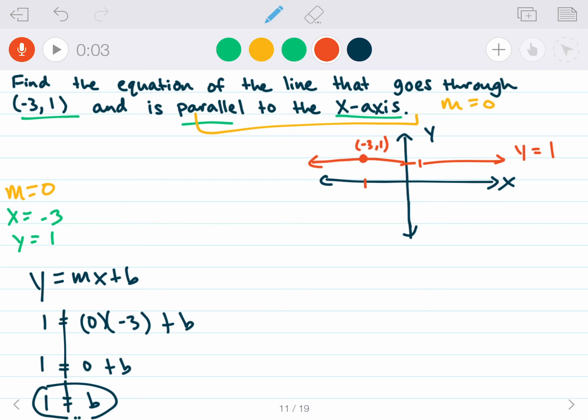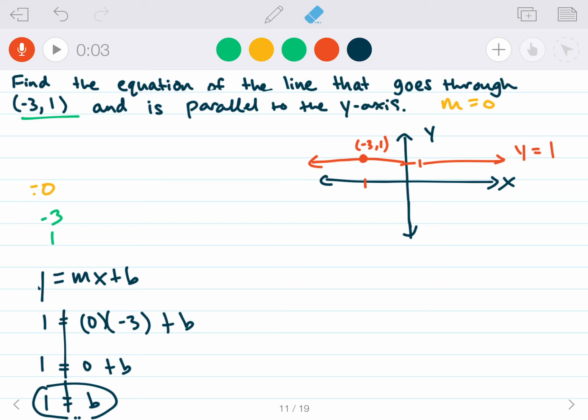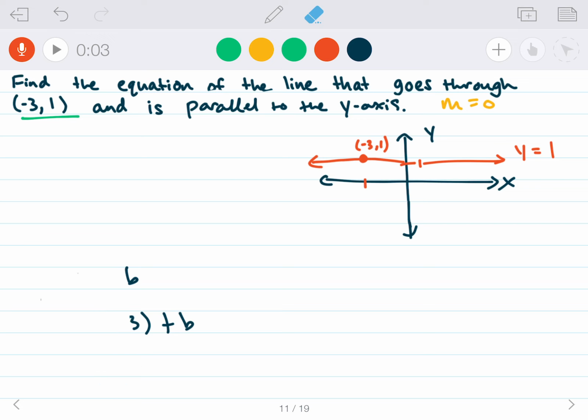Now, what if I changed this and said, what if it's parallel to the y-axis? Let's change the problem a little bit and say it's parallel to the y-axis. What does that mean? Well, what that means is that the slope is undefined, and it's going to be a vertical line. So let me go ahead and draw it. So it's going to look like this.